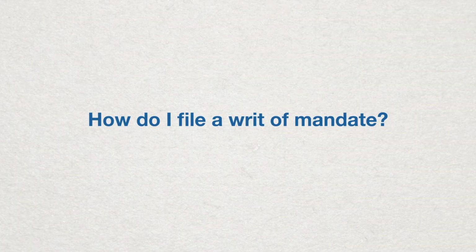How do I file a writ of mandate? The specific processes for obtaining this type of legal redress will vary depending on where you live. However, in general, the process for filing a writ of mandate involves two stages. First, the exhaustion of administrative remedies, and second, the request for a writ of mandate.